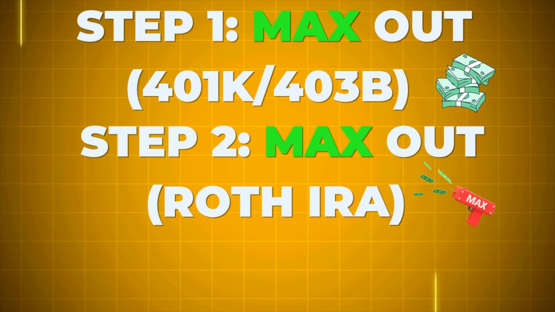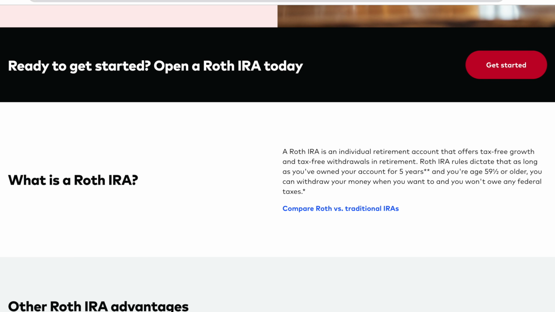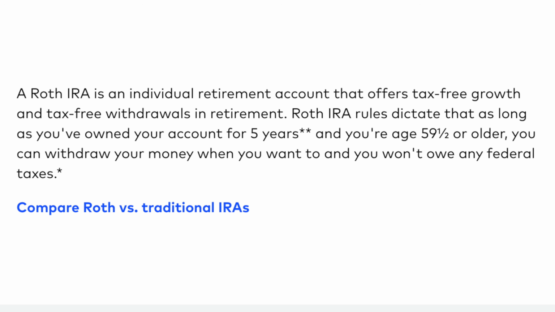After I max out my 401k up to my employer match, I will then fully max out my Roth IRA. For those wondering what the heck a Roth IRA is, on Vanguard's website, it says that a Roth IRA is an individual retirement account that offers tax-free growth and tax-free withdrawals in retirement. Roth IRA rules dictate that as long as you've owned your account for 5 years and you're age 59 and a half or older, you can withdraw your money when you want to and you won't owe any federal taxes. So please take advantage of this account to avoid paying taxes.